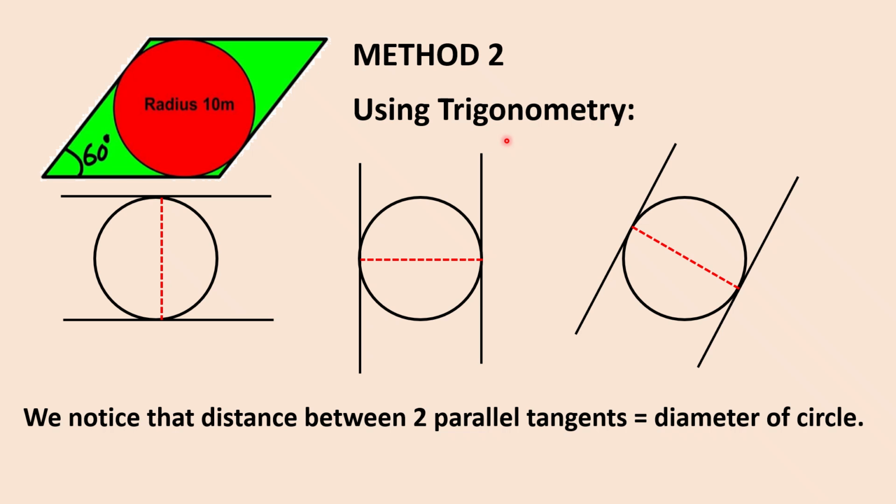Now, in the other two methods, using trigonometry and geometry, there is one important concept. When a circle has two parallel tangents, the distance between the tangents is equal to the diameter. The distance between two parallel tangents is equal to the diameter of the circle. This concept is important. Whenever you have two parallel tangents, the distance between the tangents is equal to the diameter of the circle.